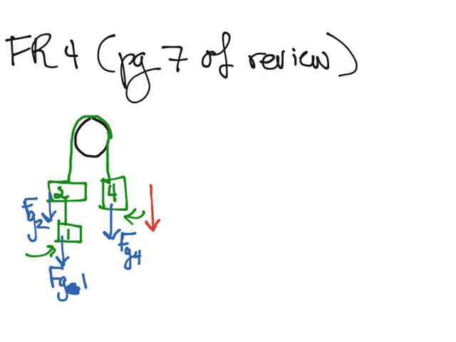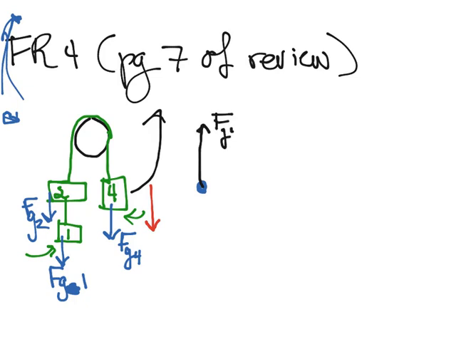Now, to put this all on one force body diagram, we're going to unwrap the pulley so that FG4 points straight up. So we're unwrapping it this way. And when we do that, this is our force body diagram. FG4 is pointing upwards, and FG1 and FG2 are pointing downwards.